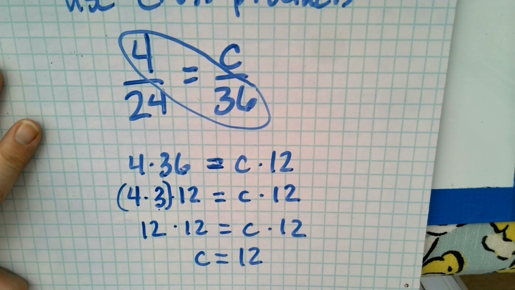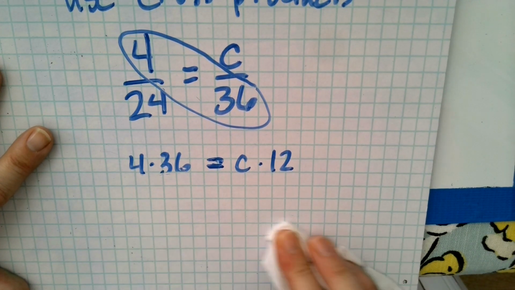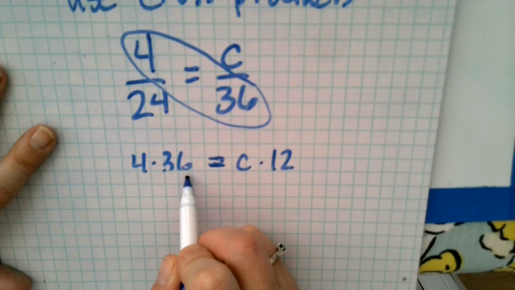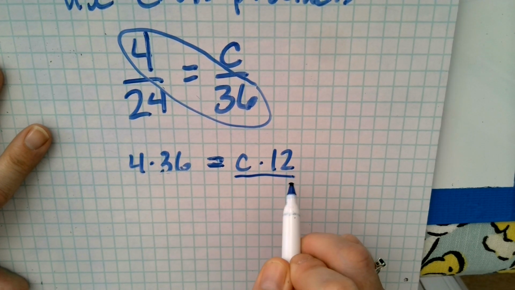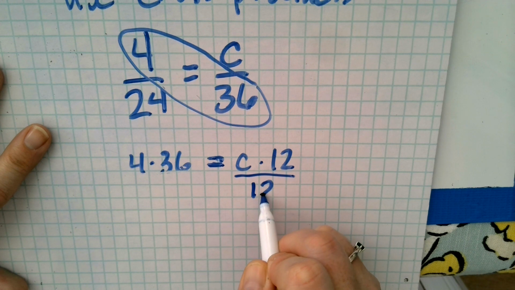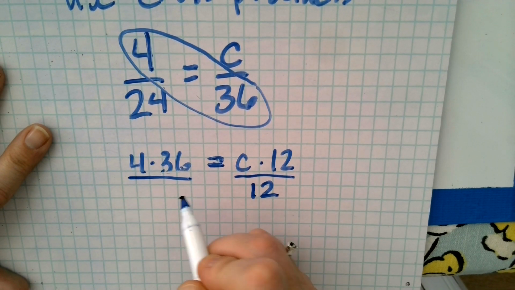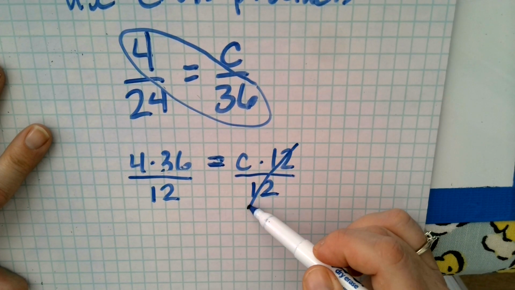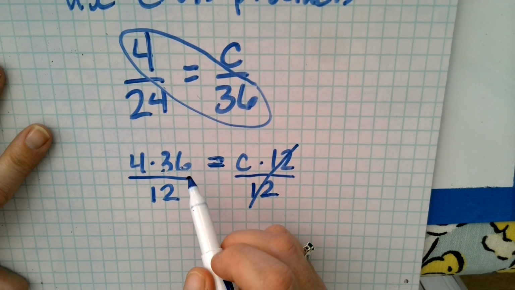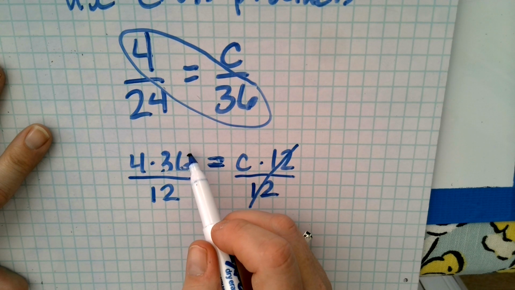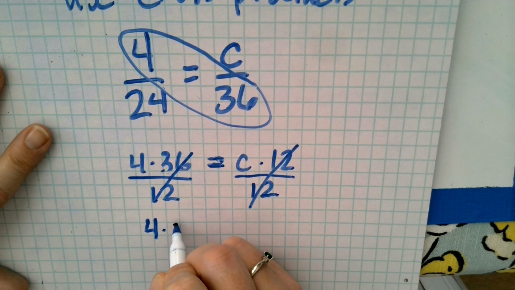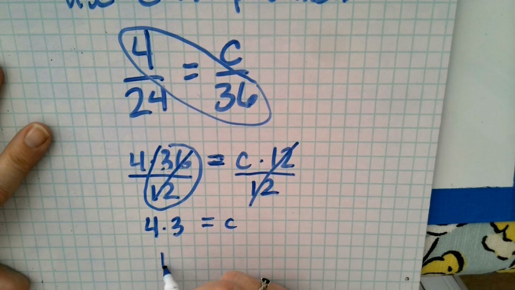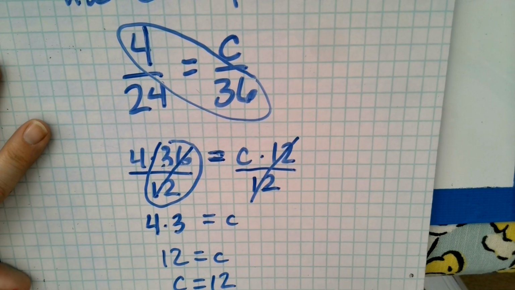Okay? Now, if you say, oh my goodness, that is way too complicated, I'm going to show you another way that you could actually solve this, okay? So we have 4 times 36. We want to get C all by itself. So instead of multiplying by 12, we're going to divide by 12. Whatever we do on that side, we're going to do on this side, okay? So this is going to cancel out because 12 divided by 12 is 1. Now, over here, we know 36 divided by 12 is just 3, right? So we could say 4 times 3, and we just simplified 36 divided by 12, equals C. So we would say 12 equals C, or C equals 12.